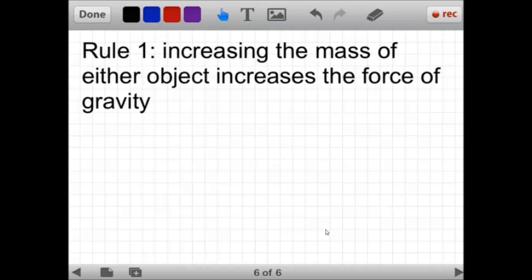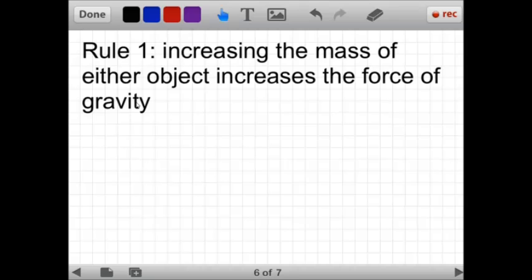So we can write a couple rules here based on what we just talked about. Here's the first one. Rule 1 says increasing the mass of either object in that equation increases the force of gravity. Right? So if I have, for example, 2 planets, and one planet suddenly gets bigger than the other one, then the force of gravity between those two objects is going to get bigger. Now you can also write this rule in reverse. So you could say decreasing the mass of either object decreases the force of gravity. So you may want to make a little note of that in your notes.